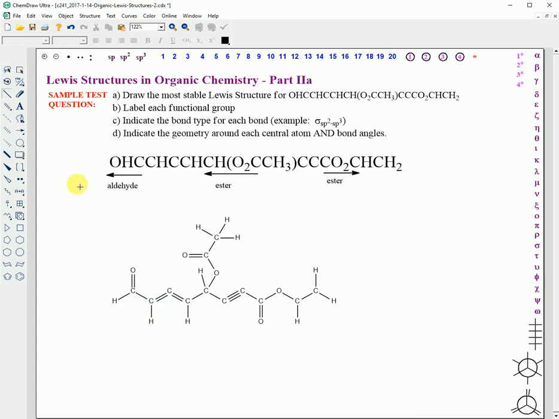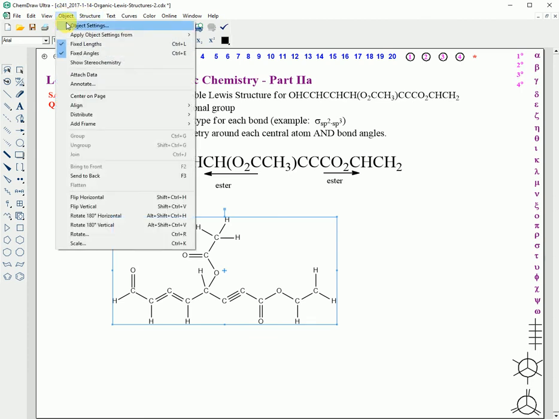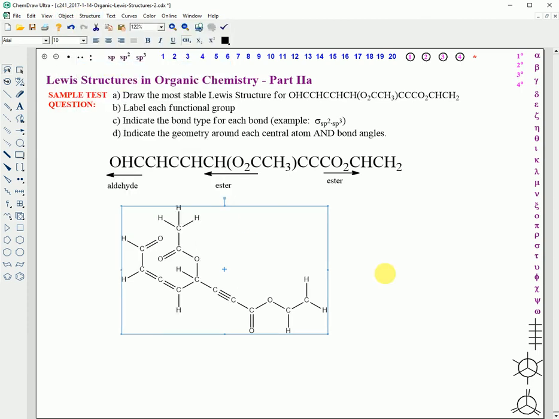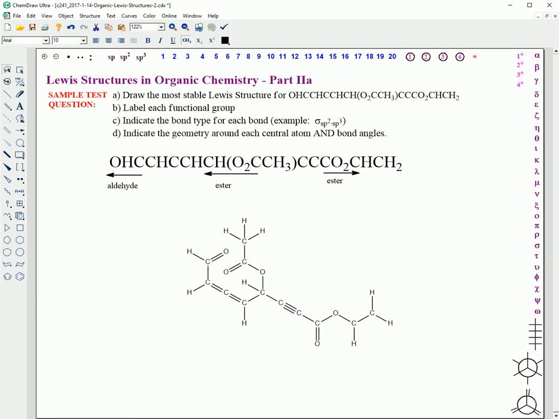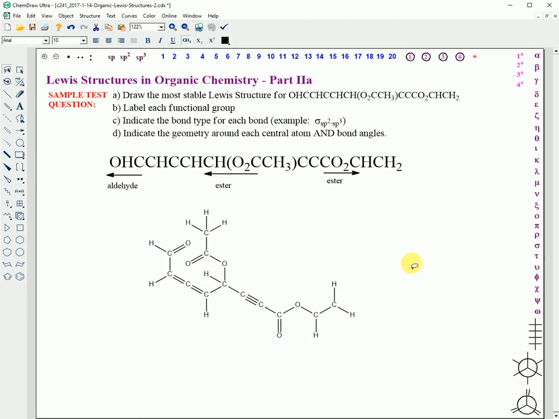I'm going to take advantage of my program knowing that those should be linear carbons when they're sp. And there we have it. It redrew it a little better for me. On the test, I will not give you trouble if you have bent bonds, because initially you don't know if they're supposed to be linear or bent.